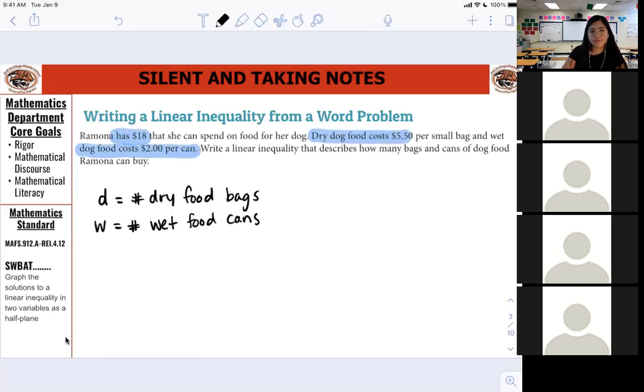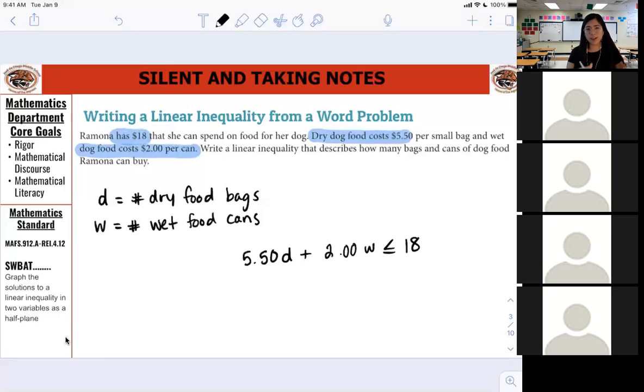Give it a shot. $5.50 D plus $2 W is less than or equal to 18. You got it. Nice job. Just like the previous problem.